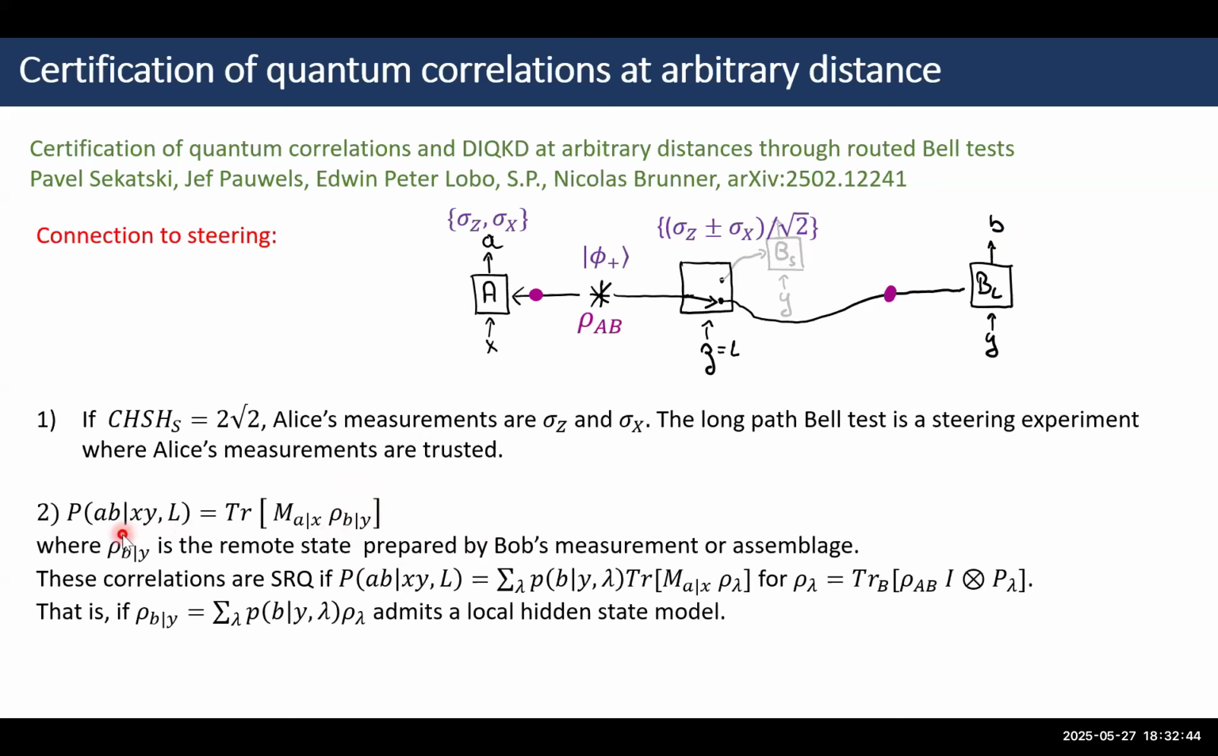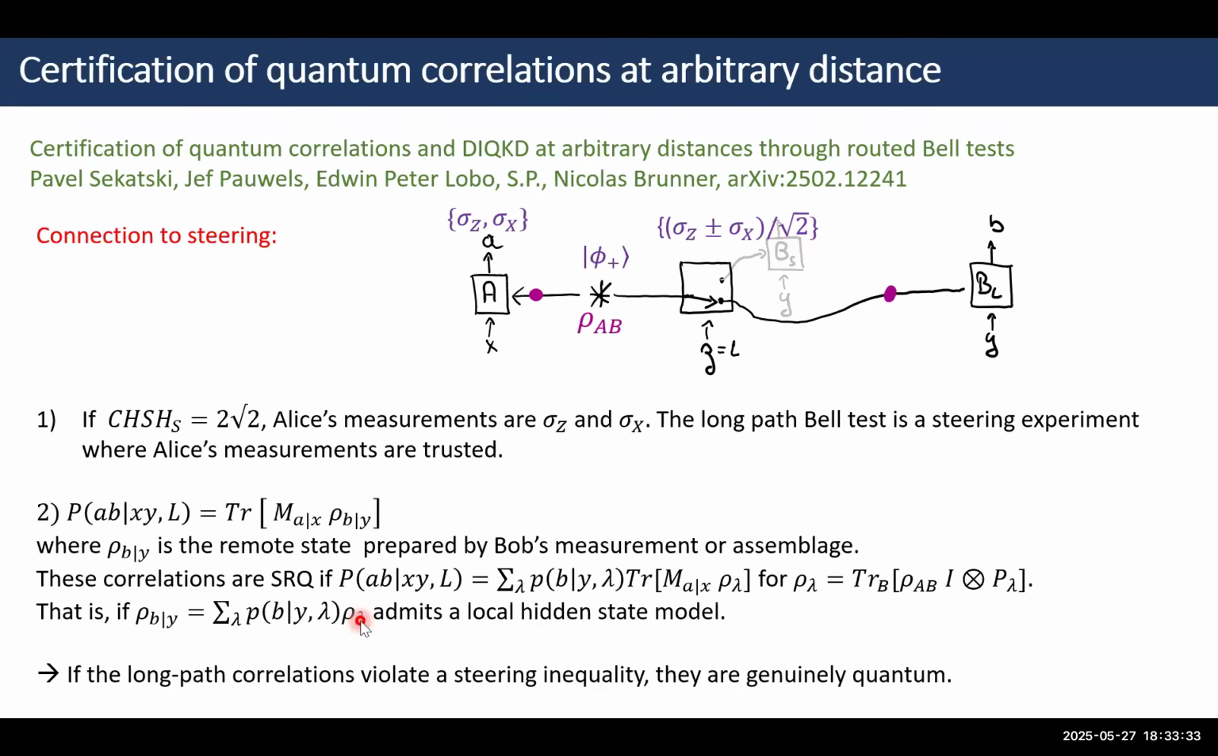And now if I look at the condition for this long path correlation to be short range quantum, it means that I can write it in this way, where what is rho lambda? Rho lambda is the reduced state obtained if I perform this joint measurement just after the switch, and I get some classical outcome lambda. And then I have the probability to get outcome B if I choose input Y, and I have the classical value lambda on Bob's side. But if I equate these two things, I see they are the same if the assemblage can be written in this way, and this in the context of steering is what we call a local hidden state model, which can be ruled out if you violate a steering inequality. So in summary, we have this connection with steering that tells us that if the long path correlation violates a steering inequality, then there are not short range quantum correlations and they are genuinely quantum.